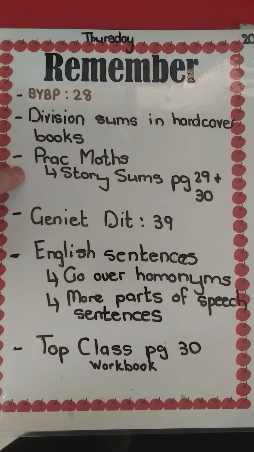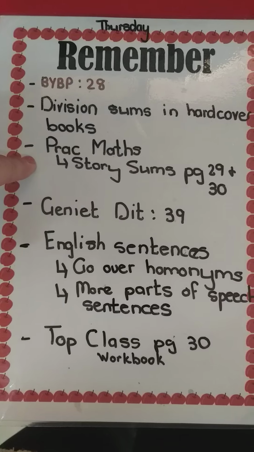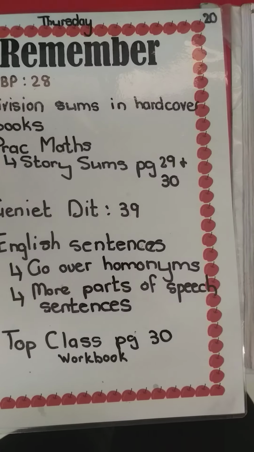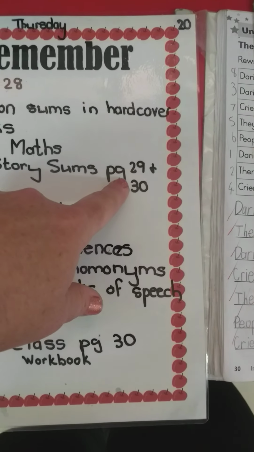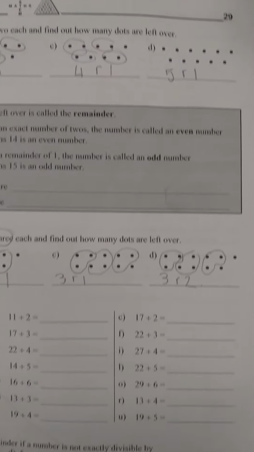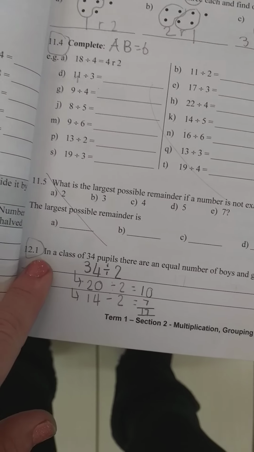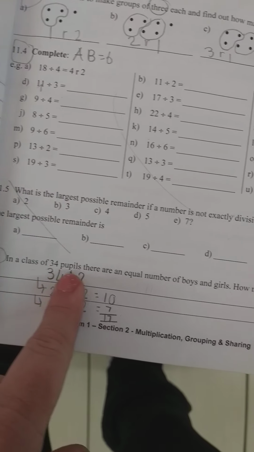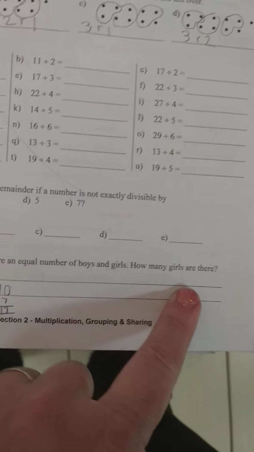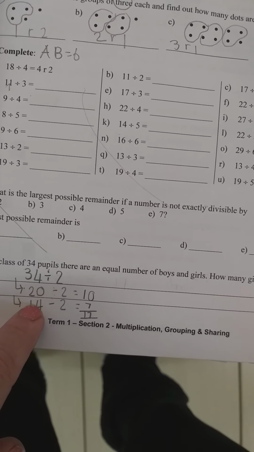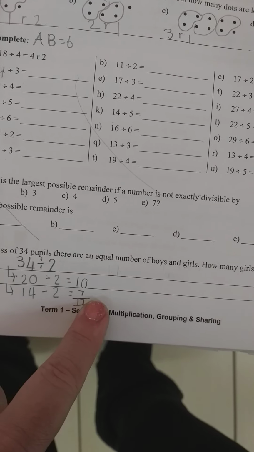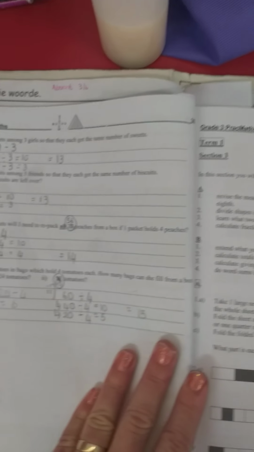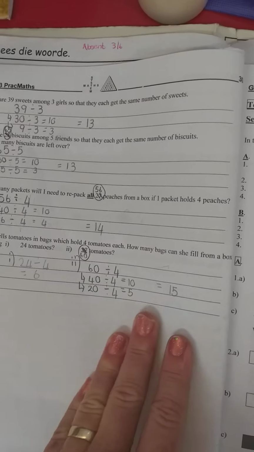Then we'll follow that with some Prac Maths. We're doing story sums today, on page 29 and 30. On page 29, it starts right here at the bottom. You have the story sum. It's all division. You're going to break your bigger number down into multiples of what you're dividing by, divide, and give an answer. It carries on the next page, on page 30.